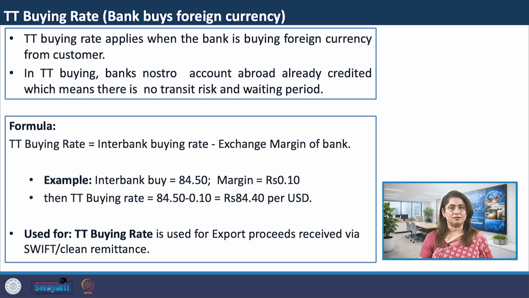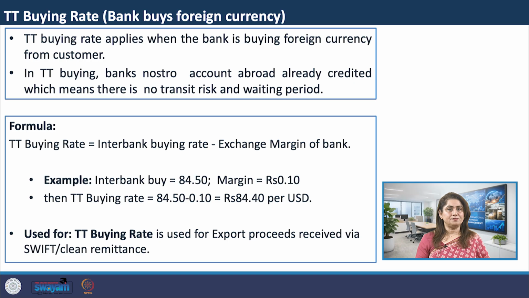The formula is TT buying rate is equal to interbank buying rate minus exchange margin. The logic is straightforward. The bank buys the currency at the interbank rate, the wholesale rate between banks, and then deducts its margin before paying the exporter, so the exporter gets slightly less than the interbank rate.